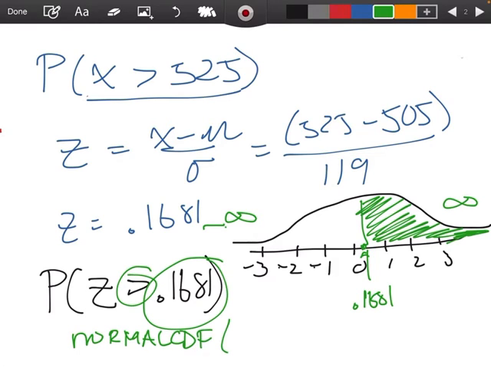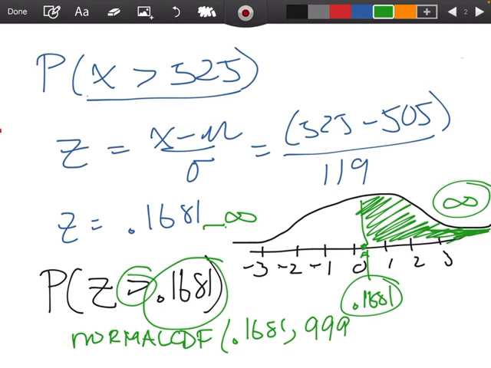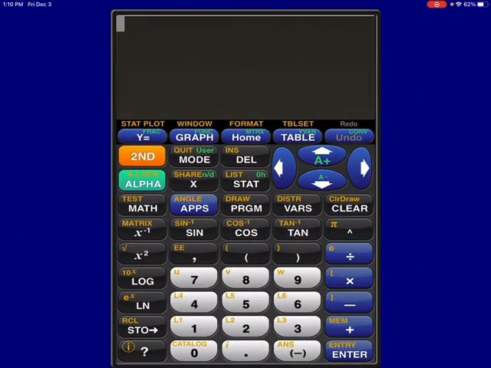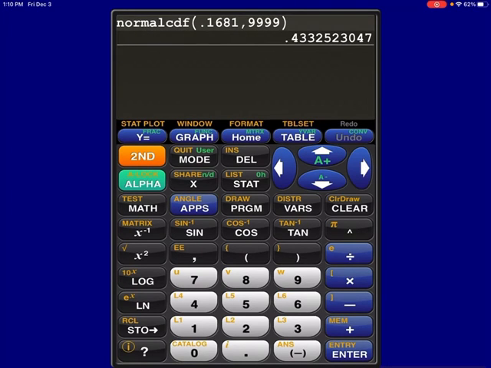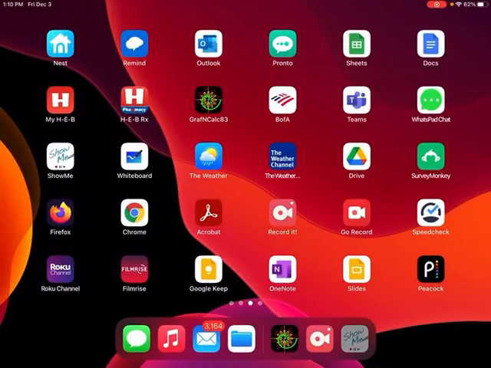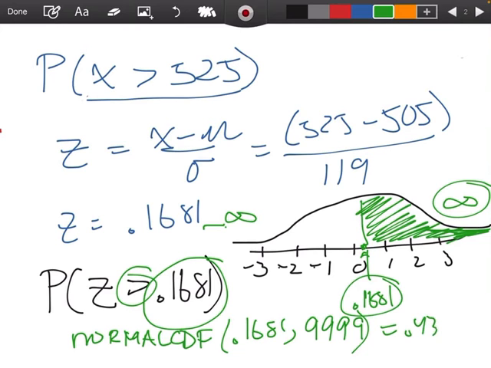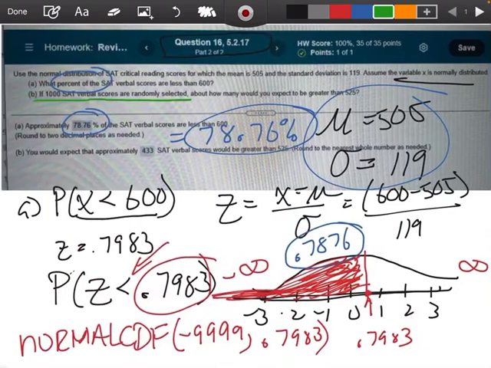So when I do this on my calculator, I'm going to go with my normal CDF, right? Where are we starting off at? Oh, my lower limit now is 0.1681. And if we're going all the way to infinity, remember we would use 9999, okay? So let me do this step on my calculator. I'm going to clear this out. Second vars, normal CDF, 0.1681, all the way to the nines. And I'm coming up with like 0.4332, or 33, I would say, 0.4333.